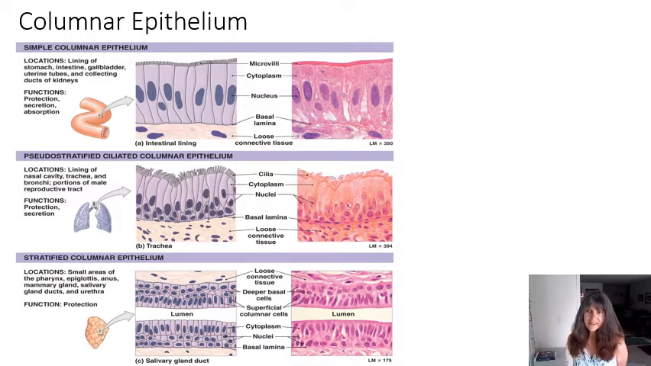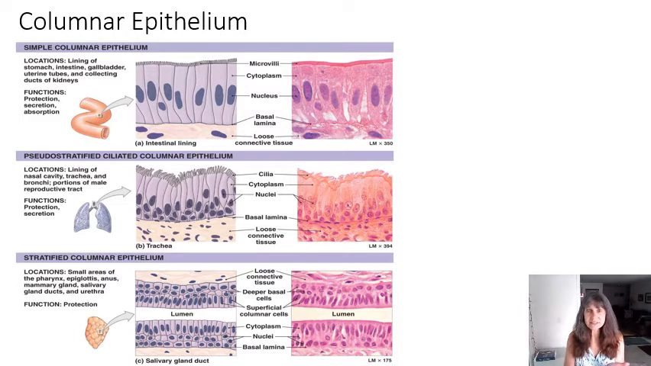Columnar epithelium is obviously going to include cells that are shaped like columns. When we look at simple columnar epithelium, anytime you've got a cell that's thicker, whether it's simple cuboidal epithelium or simple columnar epithelium, one of the functions is going to be protection. So simple columnar epithelium is going to act for protection, secretion, and absorption. It doesn't have to have microvilli or cilia on it. It depends on where it's located.